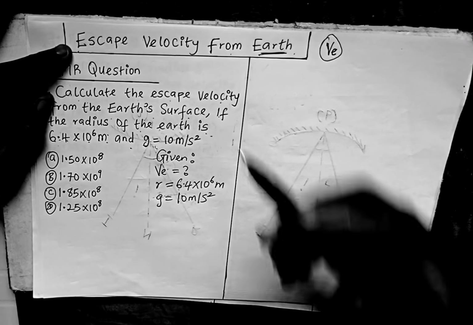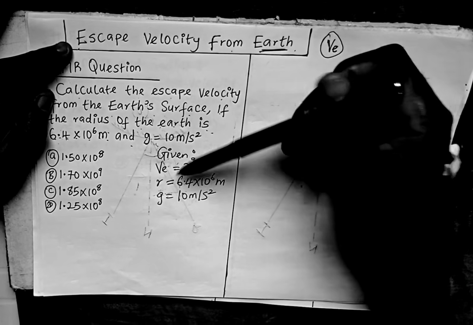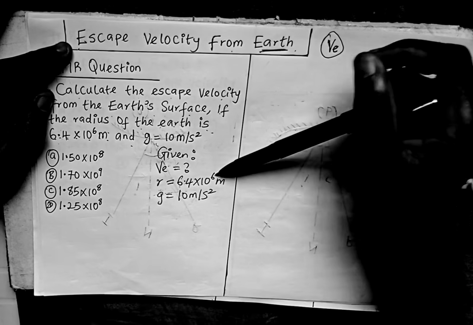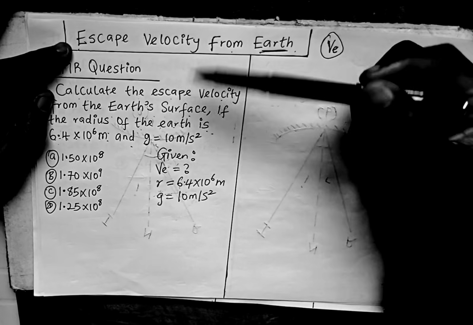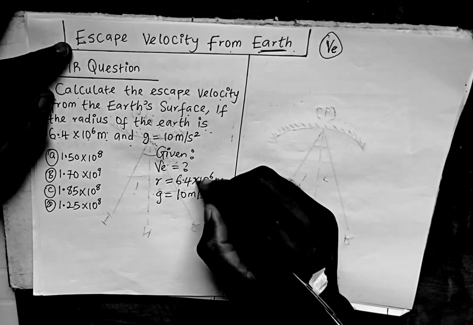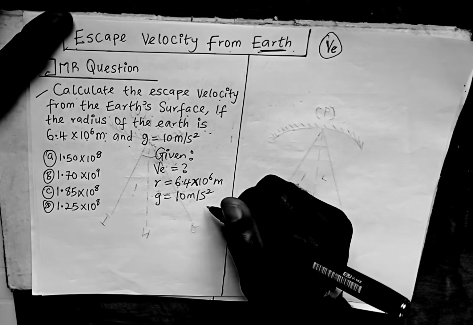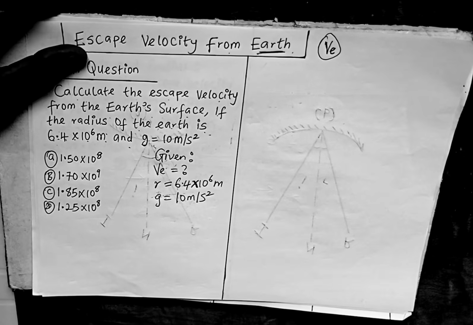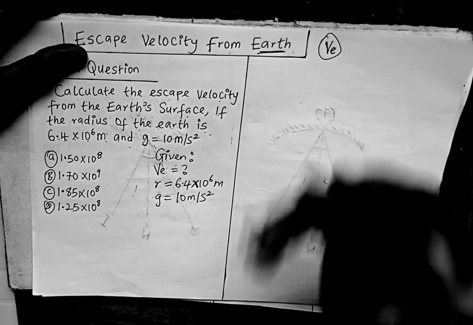Anytime they give you this kind of thing, times 10 raised to power something, if you know standard form, and you know how to convert standard form to decimal, you will not encounter problems, but I will teach you everything in this lesson. First of all, let's write out the two formulas for escape velocity.